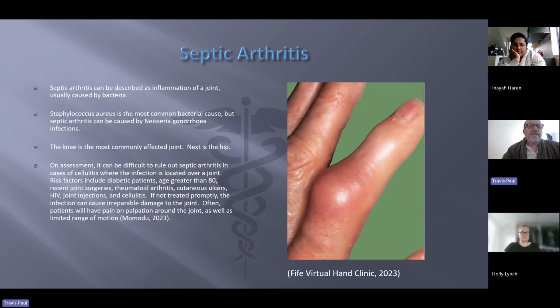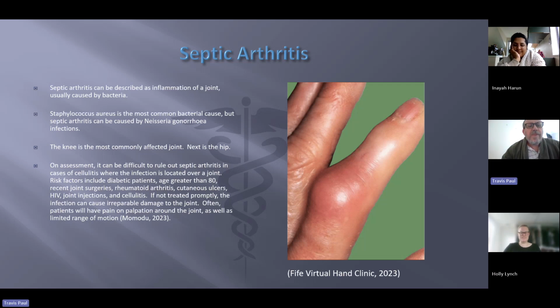Septic arthritis is an infection that gets into the joint. Staphylococcus aureus is the most common bacterial cause, but it can also be caused by Neisseria gonorrhoeae infections. So you'll want to keep this as a differential if you have patients with that STD history. The knee is the most commonly affected joint.